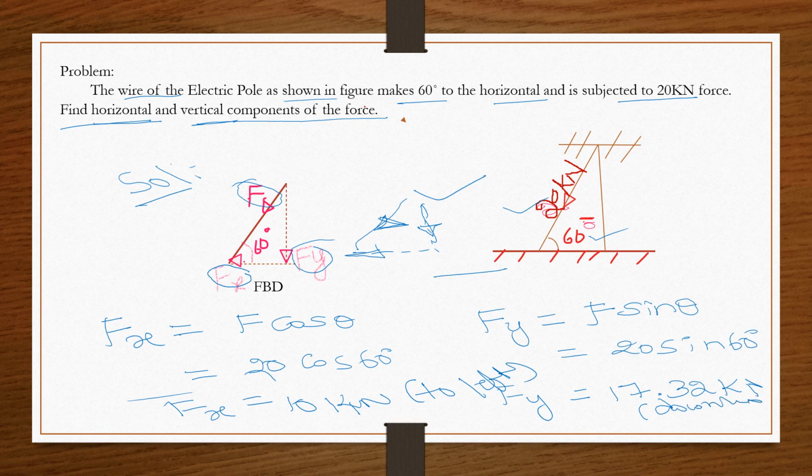Okay. So Fx is 10 kilonewtons and Fy is 17.32 kilonewtons, and the direction of the x component is left and the direction of the y component is downwards. This direction is based on the action of the force on the member. It means based on which direction the force is acting, we get the direction of the components.